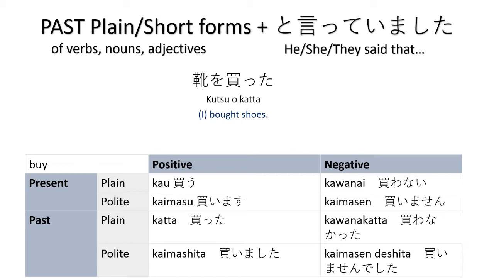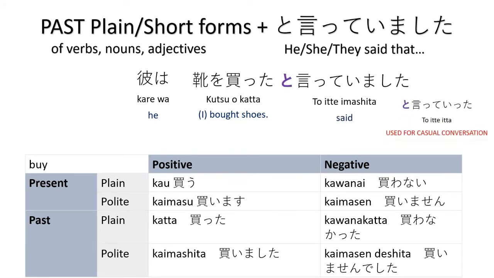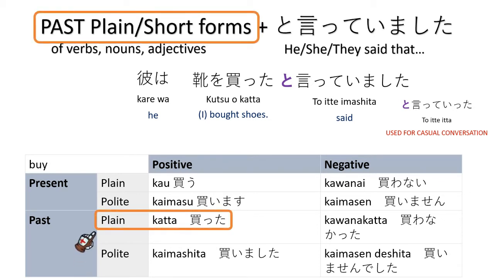In this example, kutsu katta. Kare wa kutsu katta to itteimashita. Now in this case, we use katta because it is the plain form or the short form of the verb, the past plain form, before using to itteimashita. So this is correct. It is incorrect, however, to use kaimashita. Kutsu kaimashita to itteimashita. That is incorrect because remember the equation, we need to use the plain form before using to itteimashita.